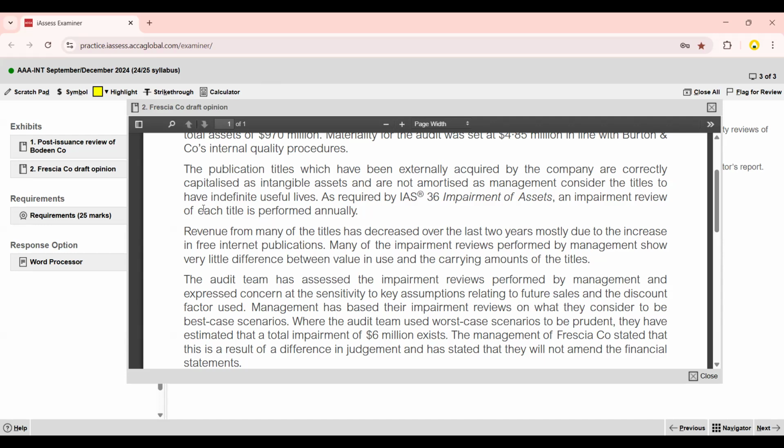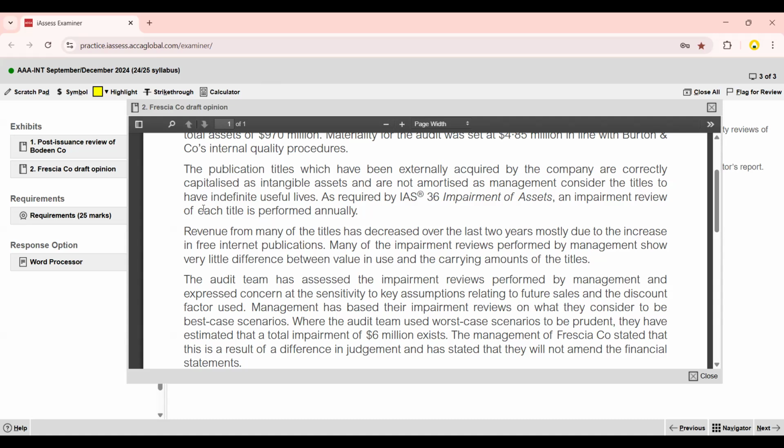Many of the impairment reviews performed by management show very little difference between value in use and the carrying amounts of the titles. The audit team has assessed the impairment reviews performed by management and expressed concern at the sensitivity to key assumptions relating to future sales and the discount factor used. Management has based their impairment reviews on what they consider to be the best case scenario, whereas the audit team used the worst case scenario to be prudent. They have estimated that a total impairment of 6 million exists.